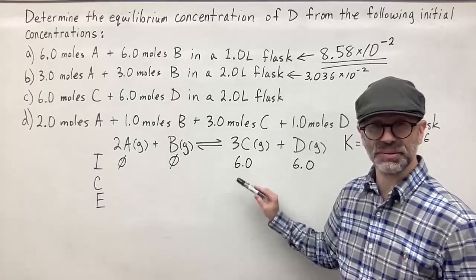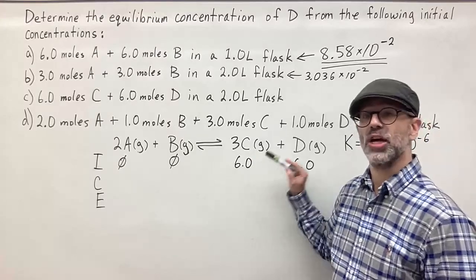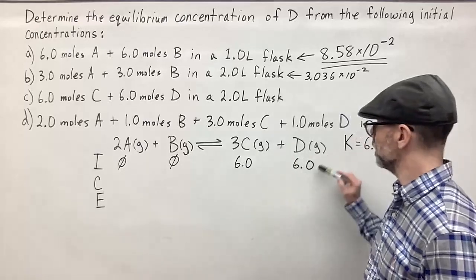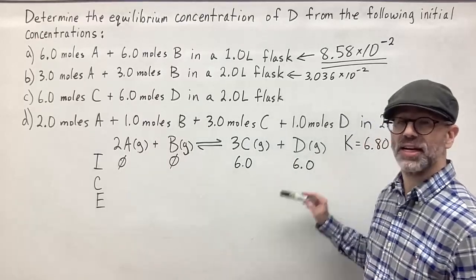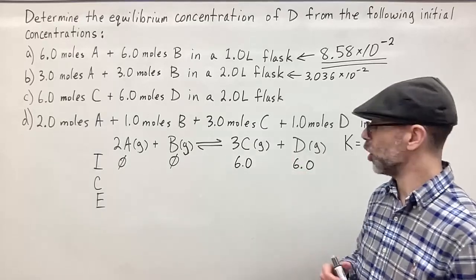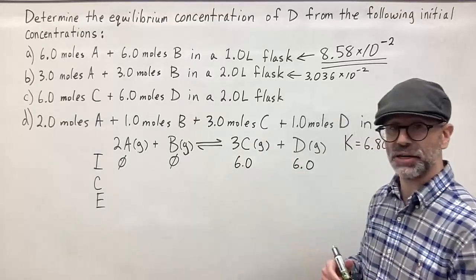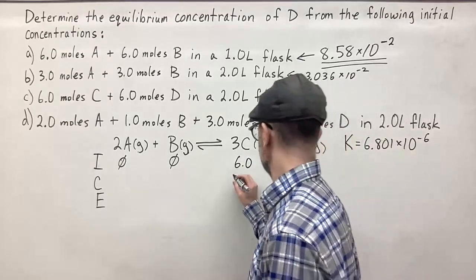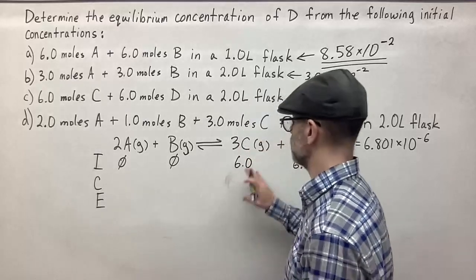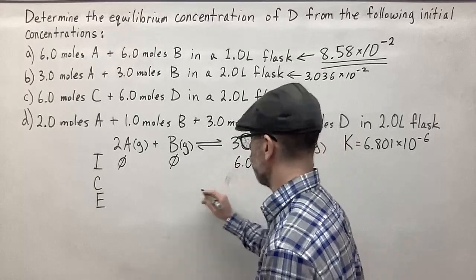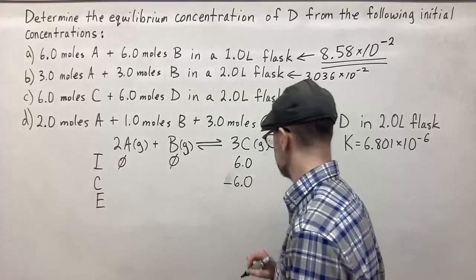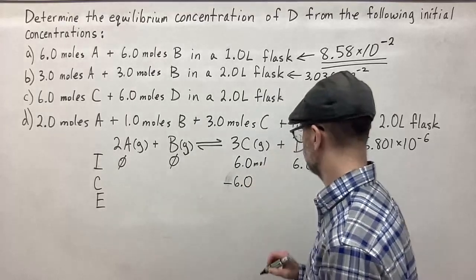So in order for me to have enough C to react with 6 moles of D, I need 18 moles. But I don't have 18 moles. I have only 6 moles. So I don't have enough C to react completely with 6 moles of D. So therefore, I'm going to run out of C first. So that's my limiting reagent here. I'm going to lose all 6 moles. This is going to run out. So for my change here, I'm going to minus 6.0 moles, right?